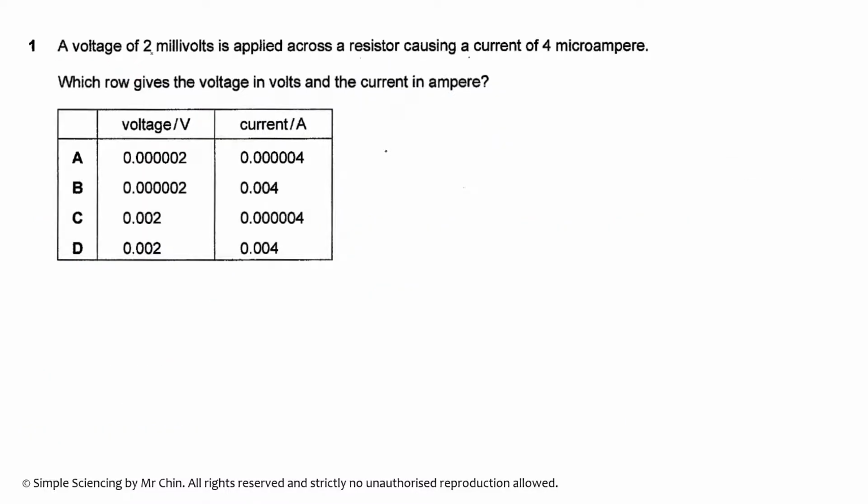Question 1 says that a voltage of 2 mV is applied across a resistor causing a current of 4 microampere. Which row gives the voltage in volts and current in ampere? So this question is a test on prefixes. You should know that 2 mV can be written this way and 4 microampere can be written this way. The prefix for milli is times 10 to the power of negative 3, and the prefix for micro is times 10 to the power of negative 6.